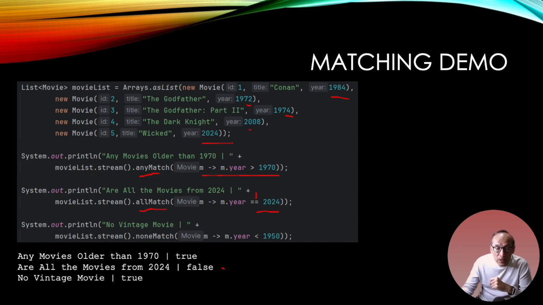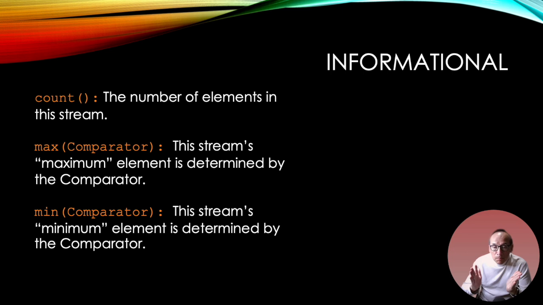Now, here's a none match, which is kind of a double negative. I don't want any vintage movies in my list. As long as none of them match this, then that's true. So this is older movies, and yep, none of them are old movies from anything before 1950, so that returns true. Remember, none match. So no vintage movies. There are no vintage movies. That is true.